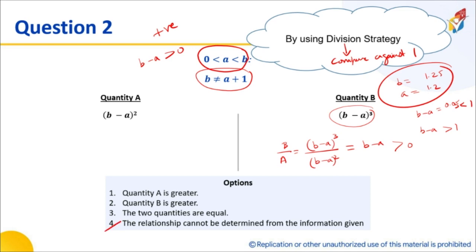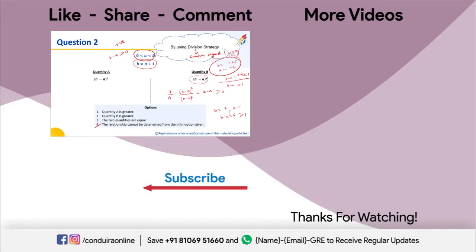Why did I say it's sometimes greater than 1, sometimes less than 1? Here I had used one example. Example 1, where B equal to 1.25, A equal to 1.2. I could satisfy all the conditions given in the question and found that B minus A in this first case is less than 1. If I take say B equal to 7 and A equal to 1, you would get B minus A equal to 6, which is greater than 1. So I have an example where it is less than 1. I also have an example where it is greater than 1. That is when you can confidently mark the answer as the relationship cannot be determined.